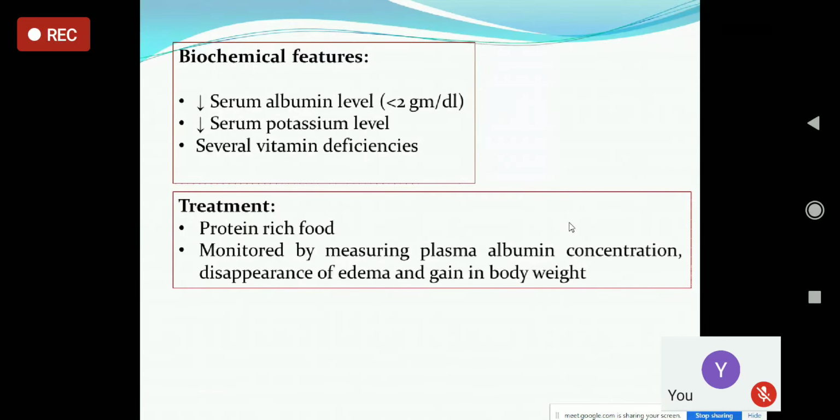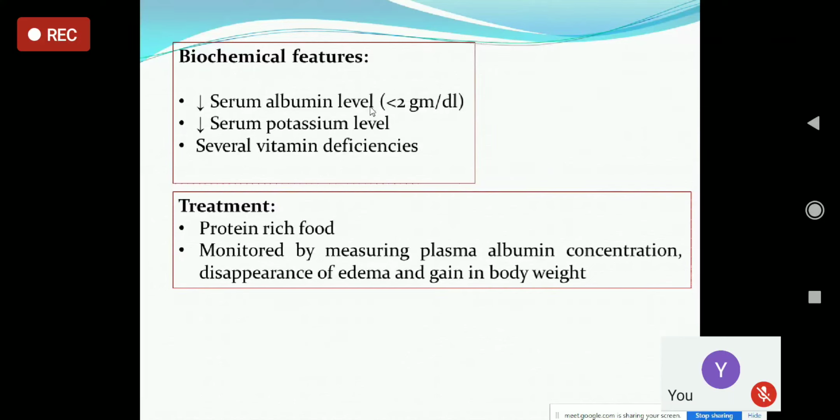You know that the child is getting better when the plasma albumin concentration comes to the normal range, the swelling or edema disappears and the child starts to gain weight. Keep this in mind. In kwashiorkor, there is decrease in serum albumin level, and it is occurring because there is lack of protein. The child is only given carbohydrate rich meal. You should be able to differentiate between the two types of protein energy malnutrition.